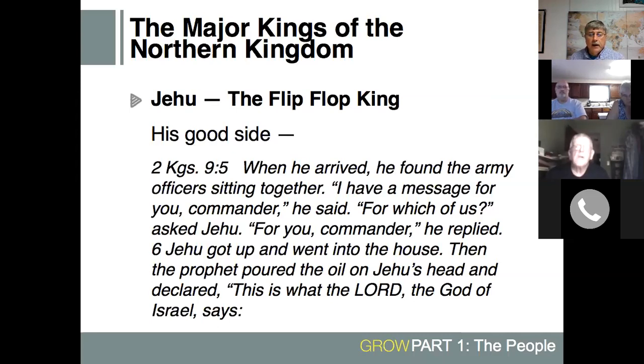So Jehu, 2 Kings 9:5, when he arrived, he found the army officers sitting together. "I have a message for you, commander," he said. "For which of us?" asked Jehu. "For you, commander." Jehu got up and went into the house.